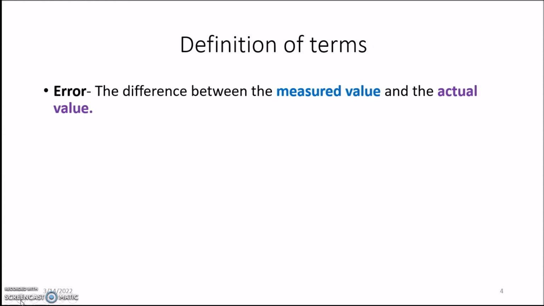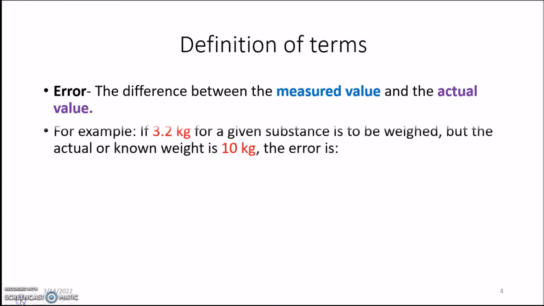Error. What is error? Error is the difference between the measured value and the actual value. So for example, if 3.2 kilograms of a given substance is to be weighed, but the actual weight is 10 kilograms, then the error is going to be 6.8 kilograms.